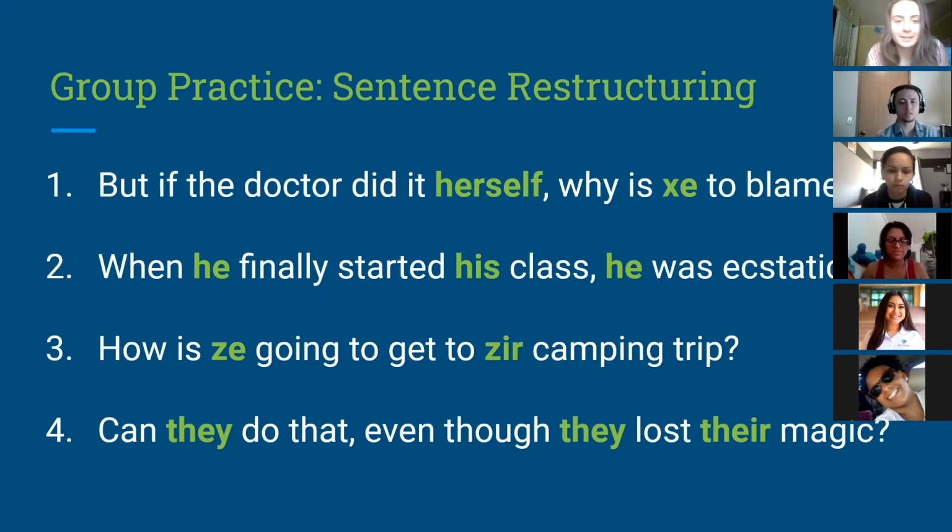Does anyone have one for number two? I can go because I was in the room with you and I was overcomplicating things. So maybe this will be a lesson to everybody. I was trying to restructure this, that, and the other thing. And Dendron reminded me what is the most important information to convey in this sentence. So the way I restructured it was I gave the person a name. I said, Jake was ecstatic to start the class. I think it can be as simple as that.